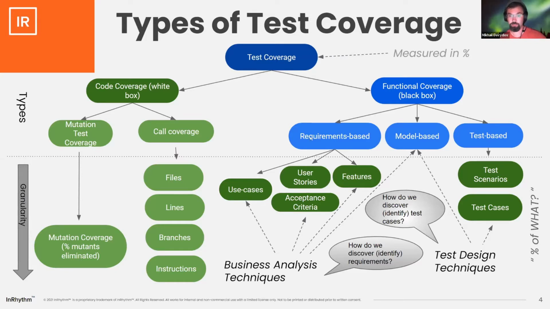Also, the other similar approach is just to measure how many test cases we cover. For instance, let's say we are trying to automate testing. So we already have a big suite of manual tests and we're trying to automate it. And we can measure how many of the test cases or test scenarios are being covered. In this case, we're talking about test-based functional test coverage.